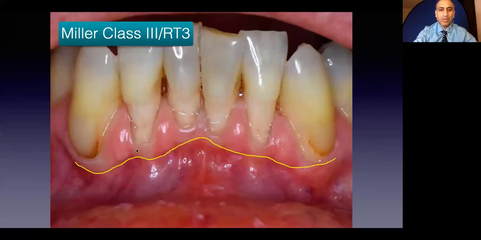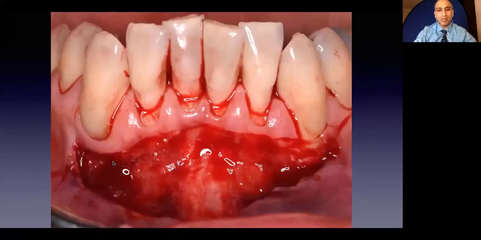Remember, coronal to the mucogingival junction, we have our keratinized tissue. Apical to that, we have our loose alveolar mucosa. So the purpose of doing a graft in this case is to augment the zone of keratinized tissue. So we make our incision at the mucogingival junction. We prepare our split thickness recipient bed.